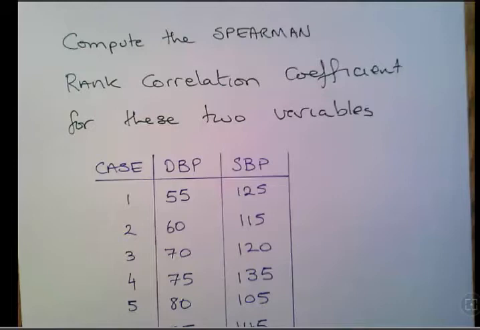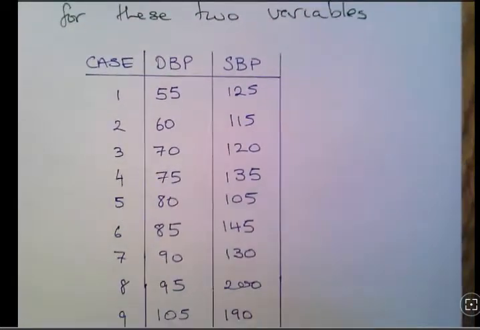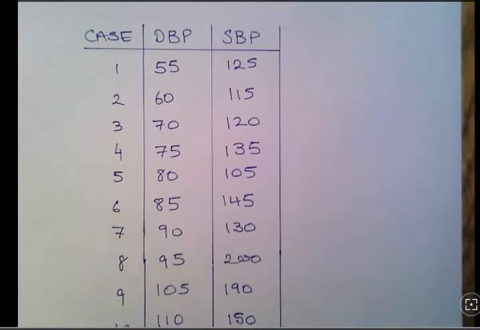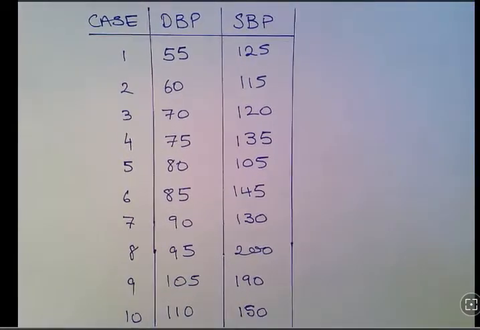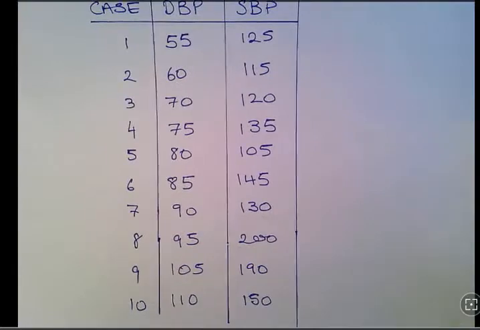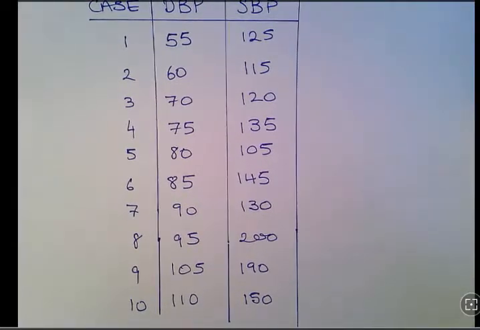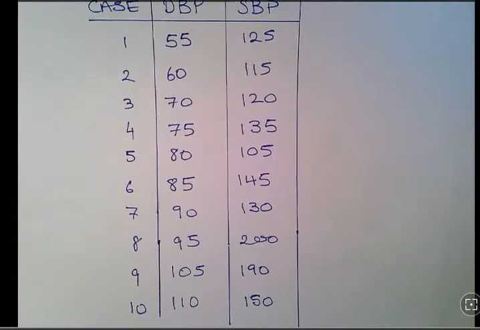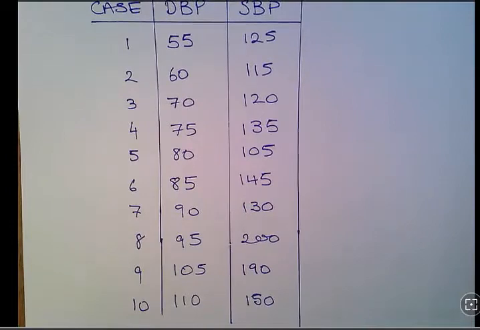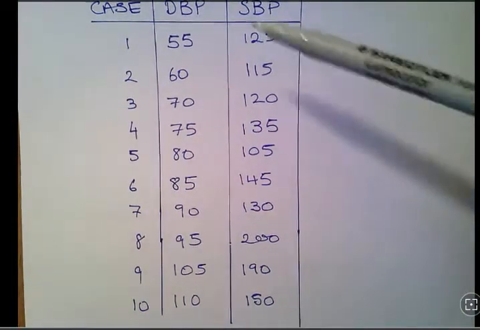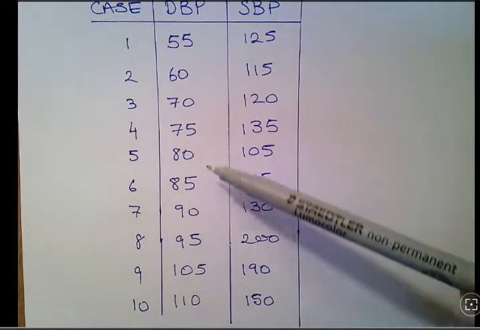Okay, so what I'm going to do is just have a quick look at the data here. I'm just going to scroll up there. I just unfroze it there, just to make it a little bit easier to read. So what we have here is 10 observations, 10 pairs of observations. So we have 10 cases, that's it, there's only 10, and we've got a pair of measurements for both variables, DBP and SBP.